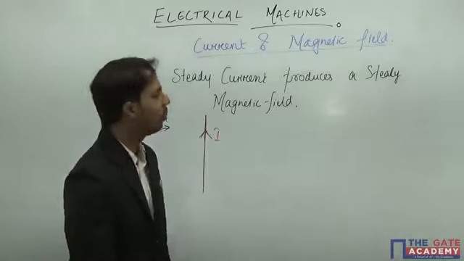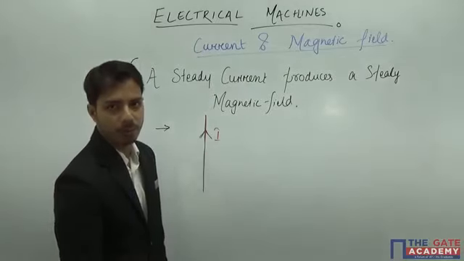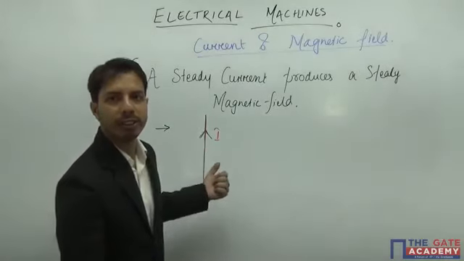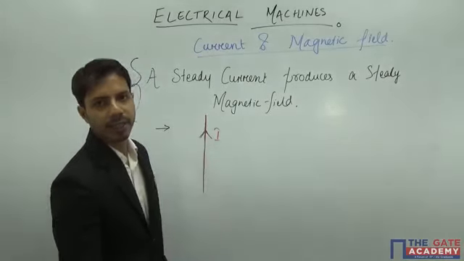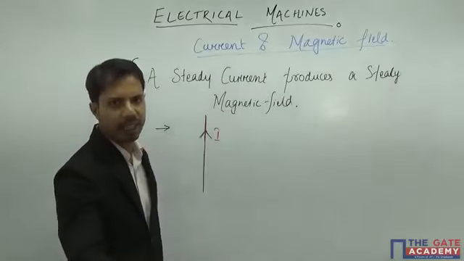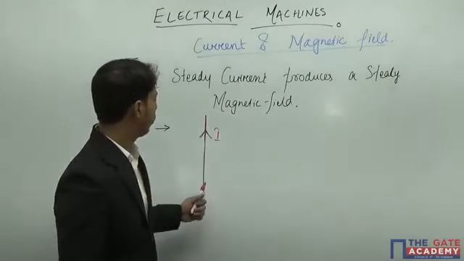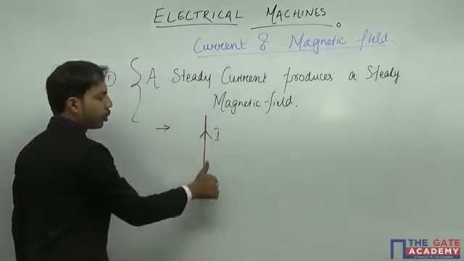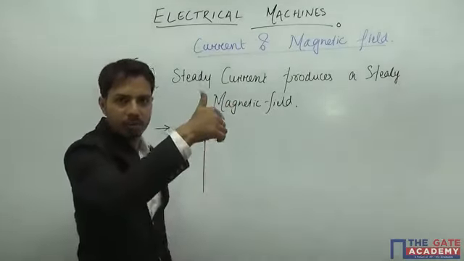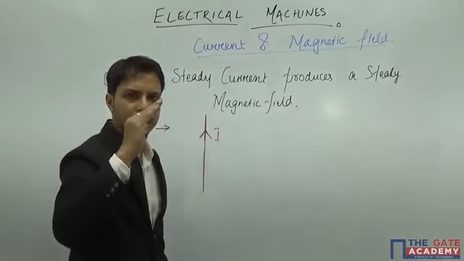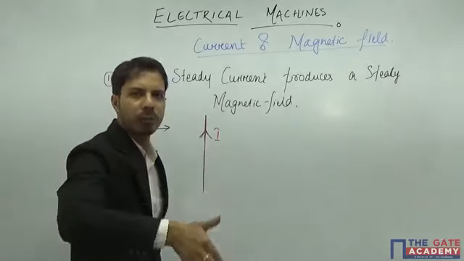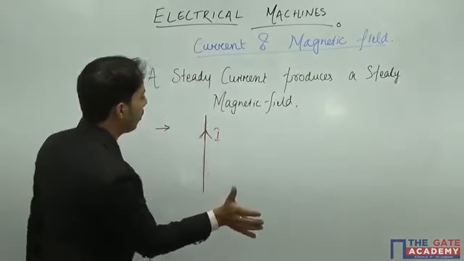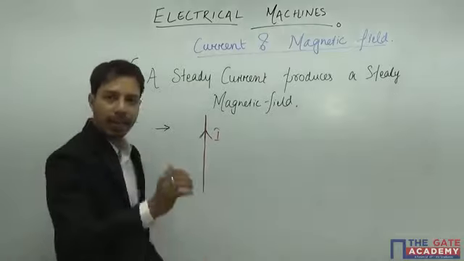Now let us see how my magnetic field will be. To find out the direction, we use a convention called the right hand thumb's rule. We take the right hand and direct the thumb in the direction of the current. The direction of the four fingers then gives the direction of the magnetic field at any point.